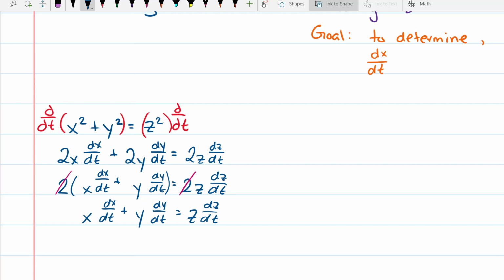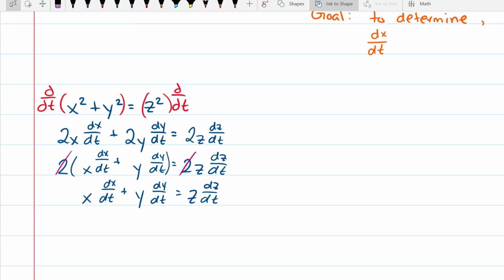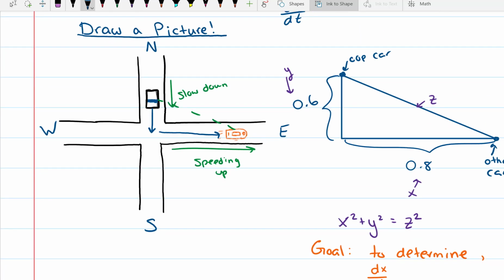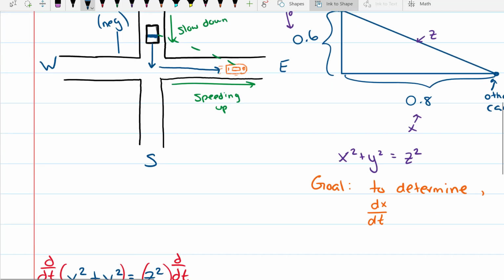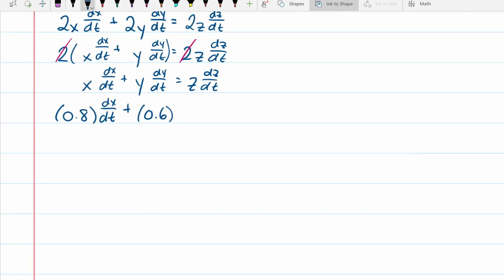Now all I need to do is plug in all the information I know. Well, I know x. X is 0.8. I don't know dx dt. Again, that's what I'm trying to solve for. I know y. Y is 0.6. And dy dt is the rate that the cop is traveling. Well, he's traveling towards the intersection, so he's going at a negative speed. So it's going to be negative 60. Again, that's because he's traveling 60 miles an hour in the south direction, and south is negative.